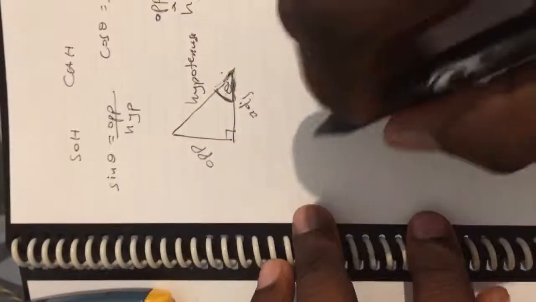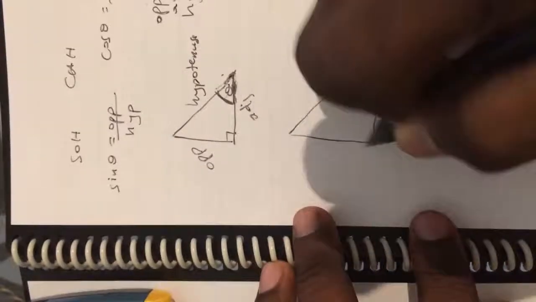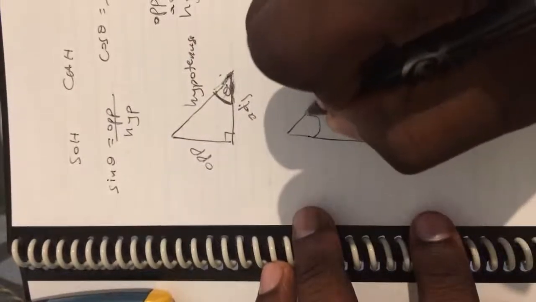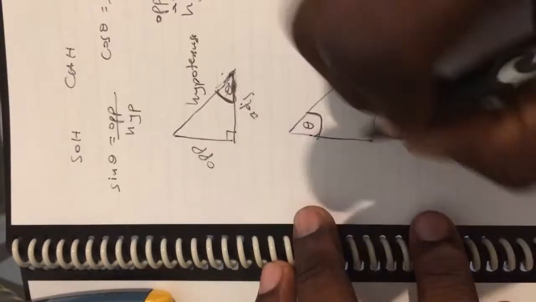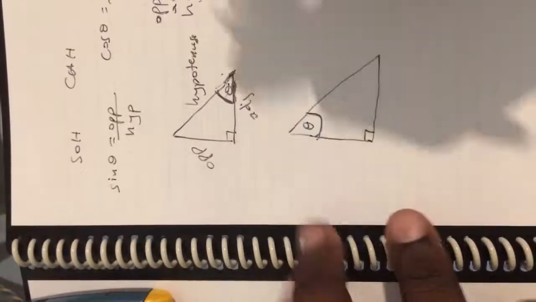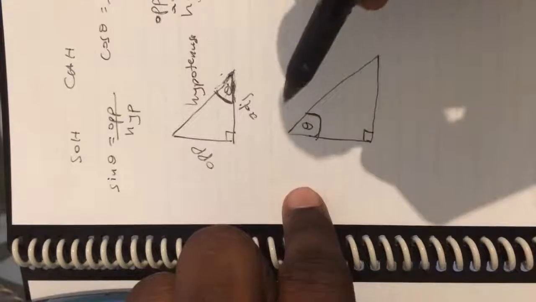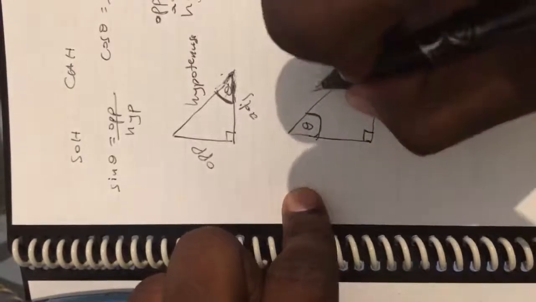I'm going to draw another triangle, and you're going to tell me where the opposite, adjacent, and hypotenuse sides are. Alright, as usual, the hypotenuse is the longest side, so this is going to be the hypotenuse.